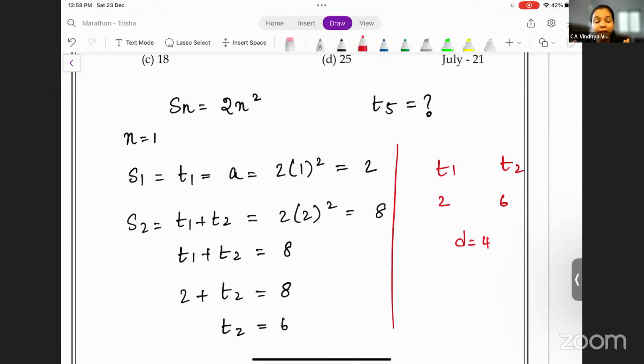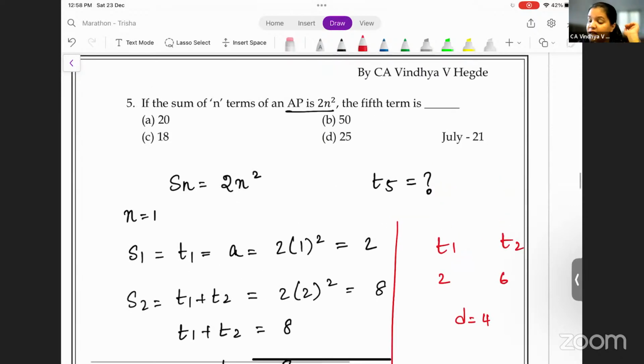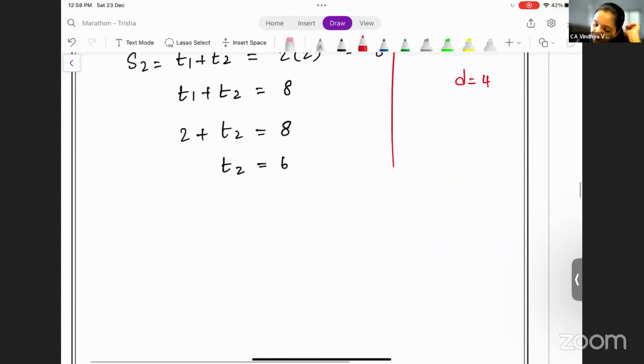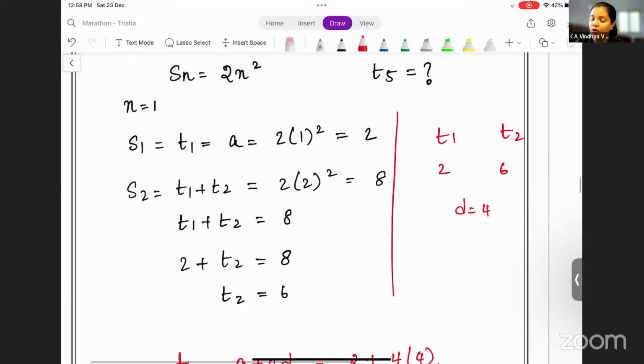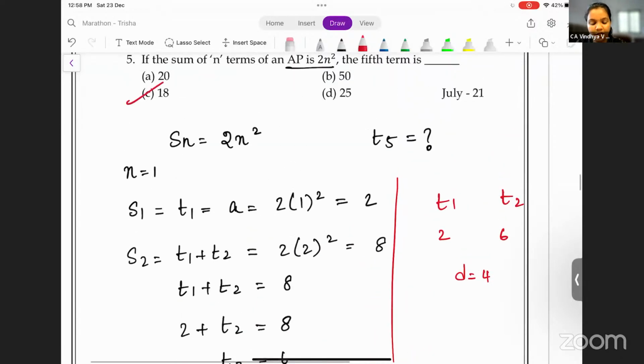All right. Now, once you get the common difference, we know that it's the question of AP. So you can directly get the values. Common difference is 4. You have to find the fifth term. T5, which is A plus 4D. That is 2 plus 4 into 4. 2 plus 4 into 4, that is equal to 18. So what is your fifth term? It is equal to 18.